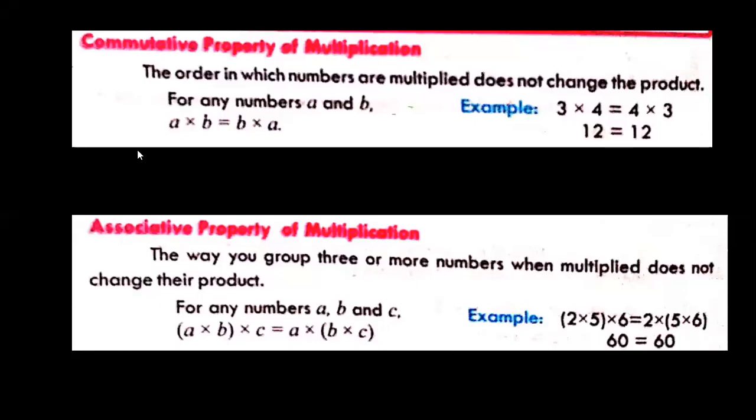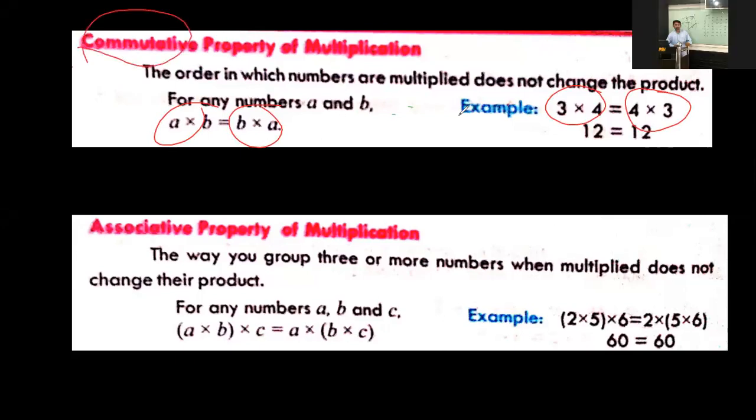Do you know A multiply B and B multiply A? The property is called... A multiply B, B multiply A. In numbers, 3 multiply 4, 4 multiply 3. This property is known as the commutative property of multiplication.